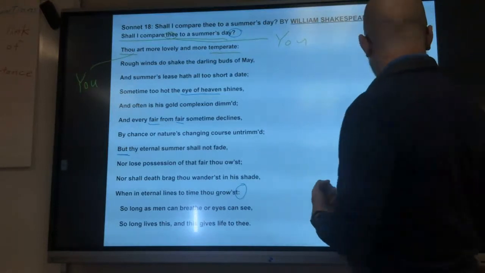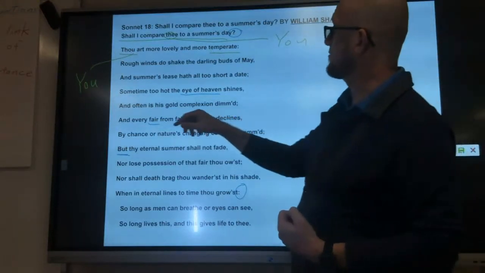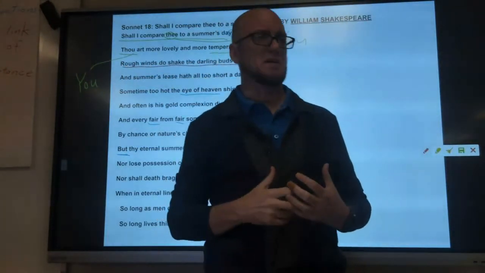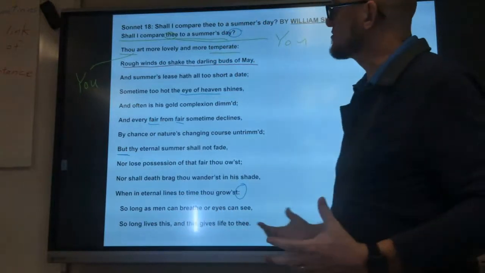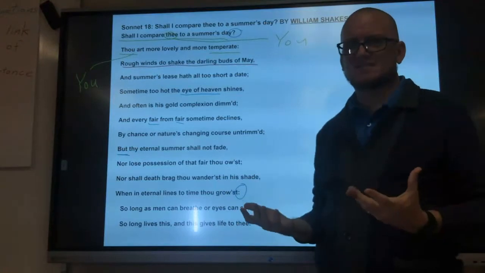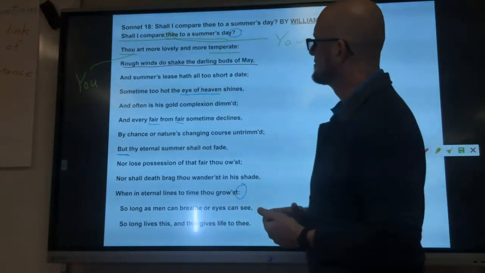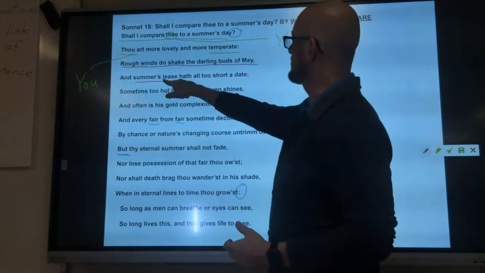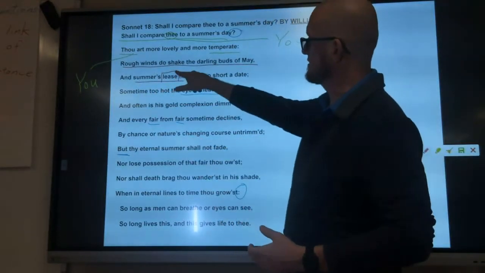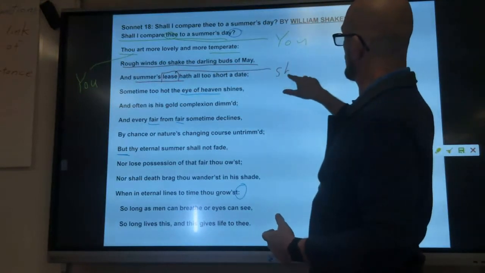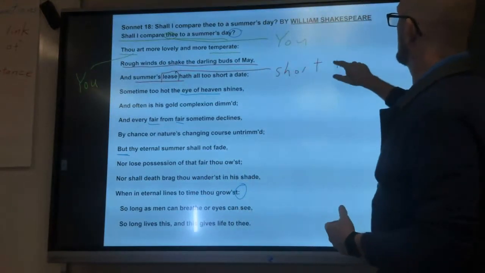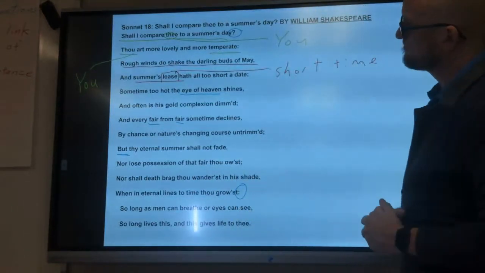Then he goes on to name some of the problems with summer. Rough winds do shake the darling buds of May. Sometimes the rough winds come in May and knock the beautiful flowers off the plants, and that's not pleasant. That's not as pleasant as you. And summer's lease hath all too short a date. Students sometimes get confused, but they know what a lease is. A lease is something you have or rent, something you possess for a short time. It's a short-time possession.